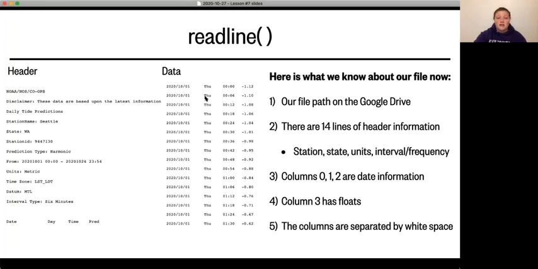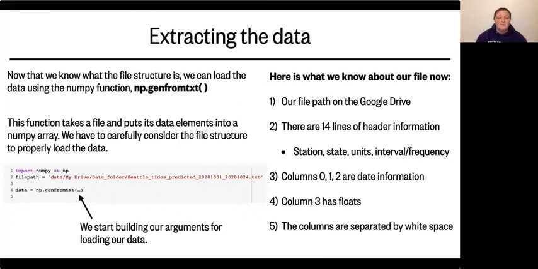The data columns also tell us some information. We know that columns 0, 1, and 2 are all date information. So here we have the date, the day of the week, and the time. We also know that column 3 has floats, so they're just numbers. And the columns are separated by white space, as opposed to commas or dashes or things like that. So using all of this information, we can extract that data using a numpy function, genfromtxt. What this function does is it takes all of those elements out of the data file and puts it into a numpy array. We have to consider the file structure to properly load the data, which is why we opened it up to look at it and get this information.